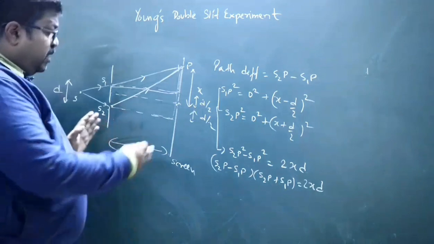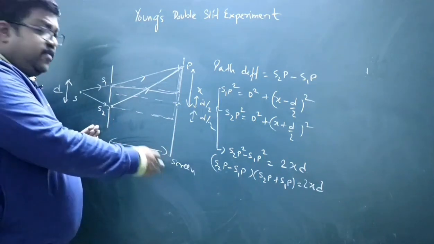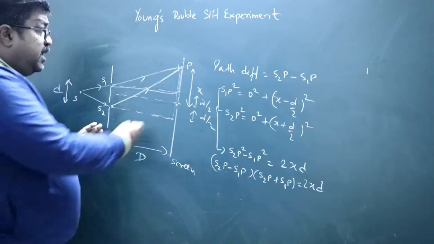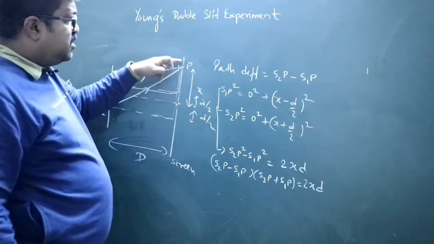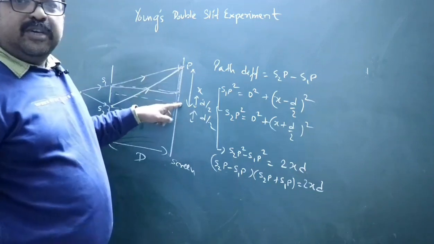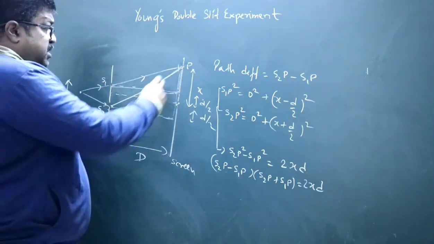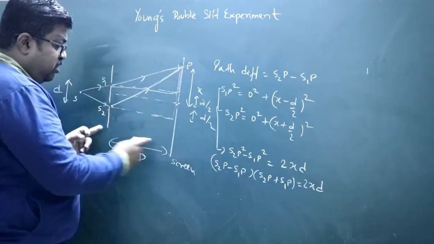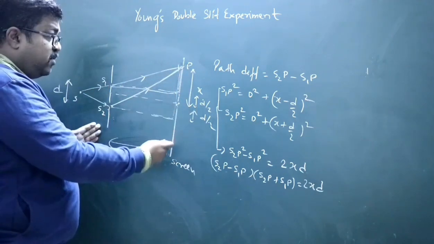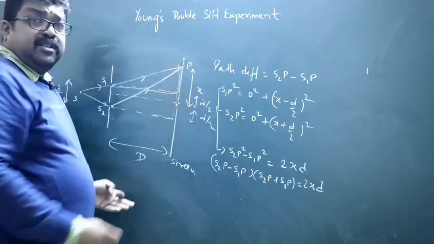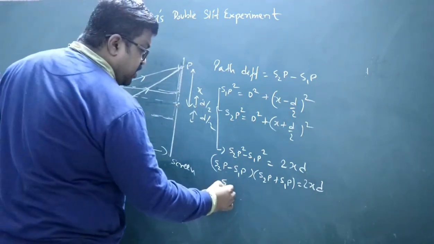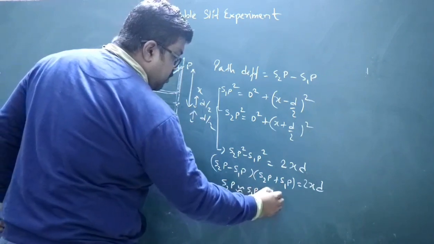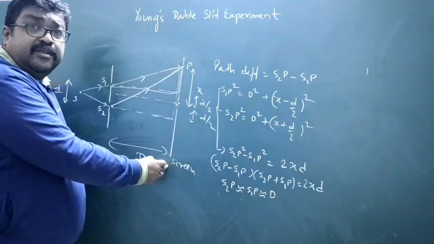Now normally the screen will not be at a very far distance from the plane of the slits, and this point P will not be at a very large distance from the center. So that means S2P and S1P are almost equal to this distance, because this is not very far off and this point is also not very far from the center of the screen. So the approximation is S2P is approximately equal to S1P is approximately equal to this separation D.